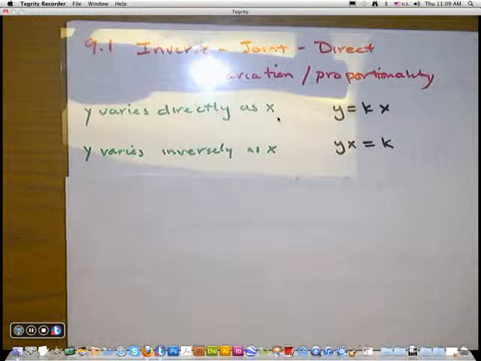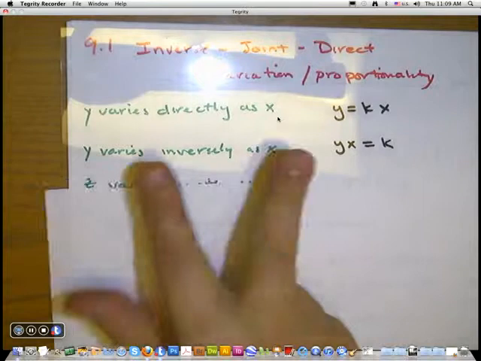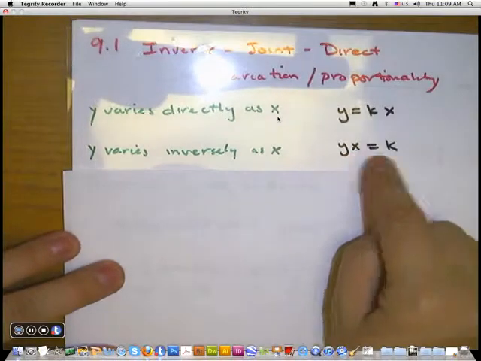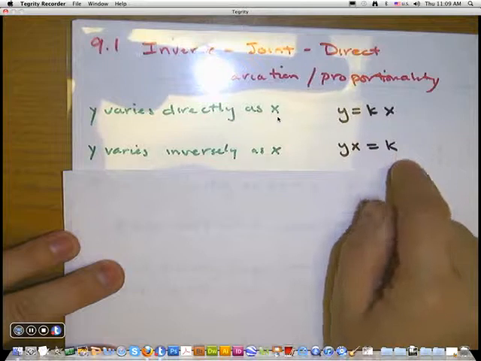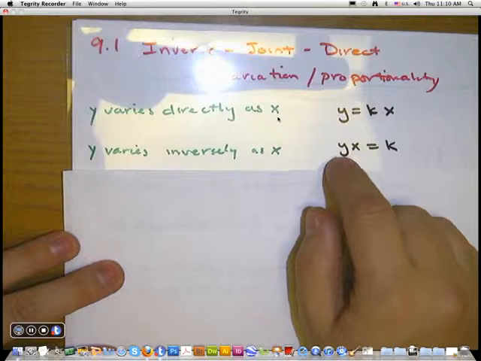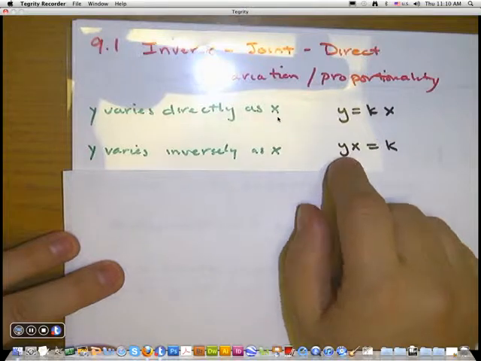So when something varies inversely tells me the 2 pieces are on the same side, and that k is alone on the other side. And I'm multiplying those 2 pieces. So inversely puts them on the same side.